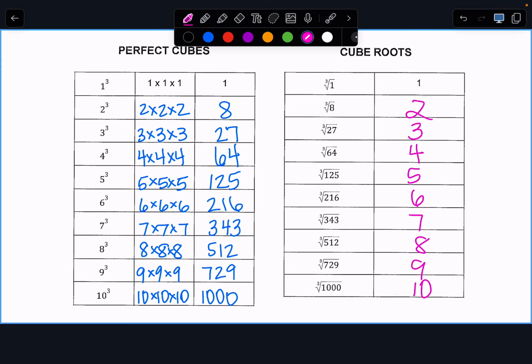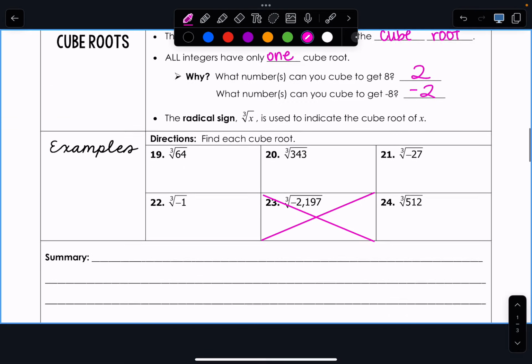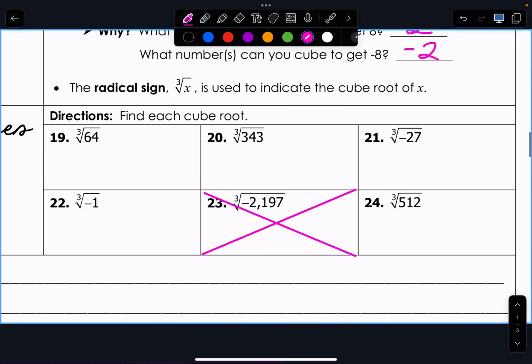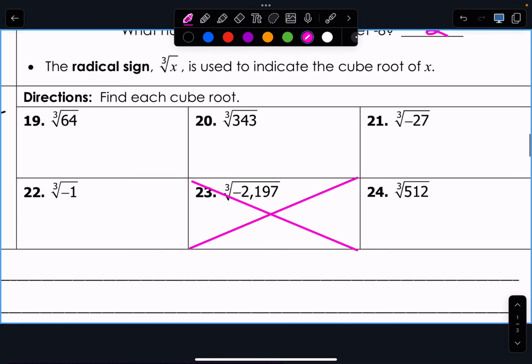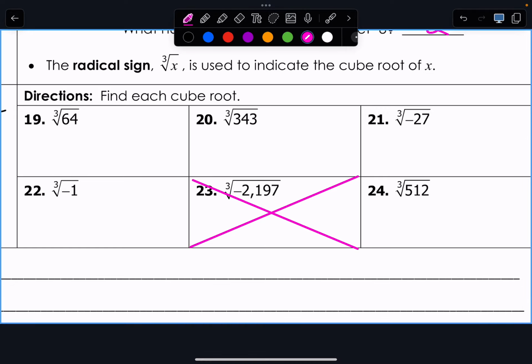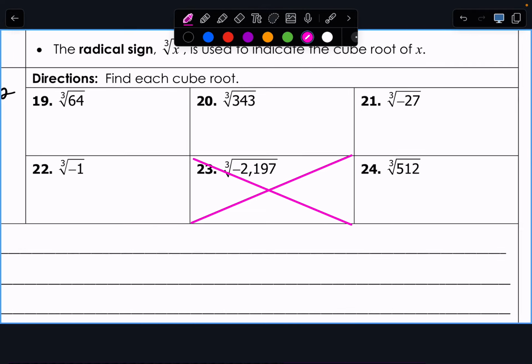Okay, now I'm going to get real annoying here, guys. We're going to go back to page 2, and we're going to do some examples. But don't worry, we're going to play a game after this. I know I love games. All right, so think about it.